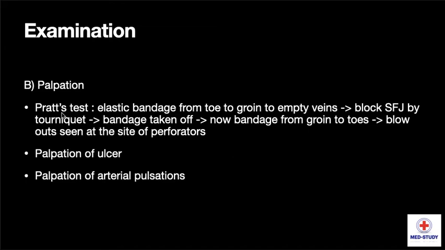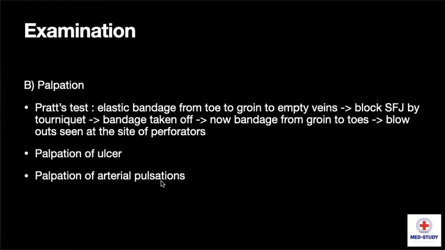Now coming to Pratt's test. Elastic bandage from toe to groin is applied to empty the veins. Then you have to block the saphenofemoral junction by tourniquet. Then the bandage is taken off. Now the bandage is applied from groin to toes, and when we can see the blowouts at the site of perforators. Then we have to palpate for the ulcers.